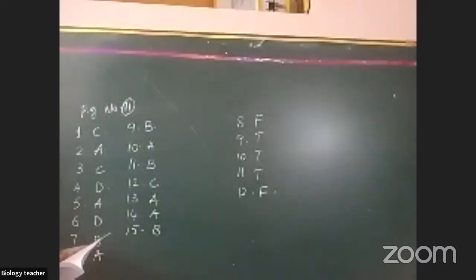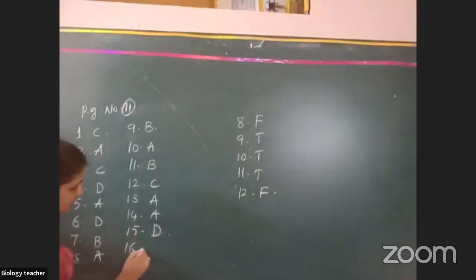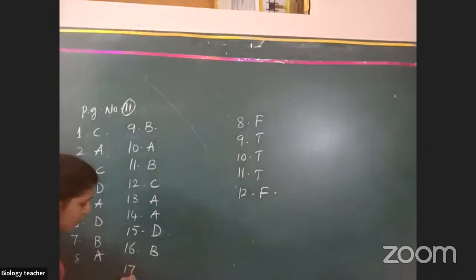15th one. The barrier between the protoplasm and the other environment in animal cells is the plasma membrane. So 16th. 17th one. Who proposed cell theory? A. Schleiden and Schwann.